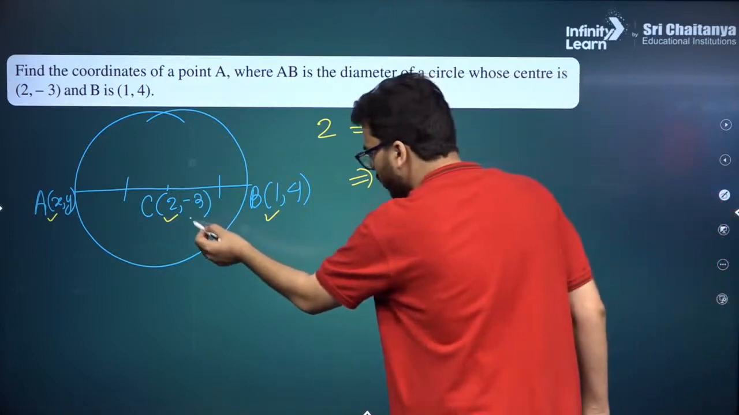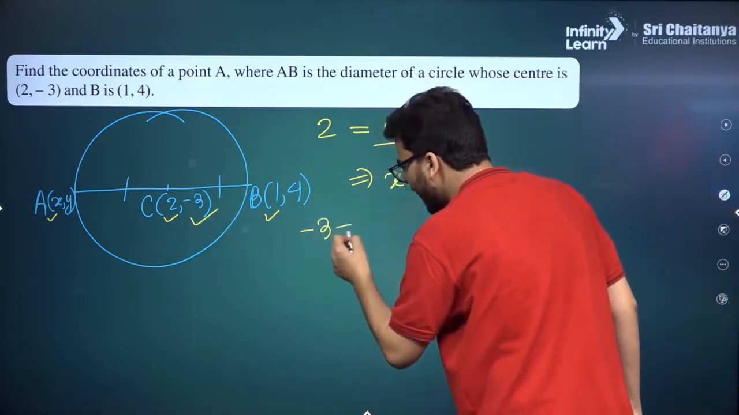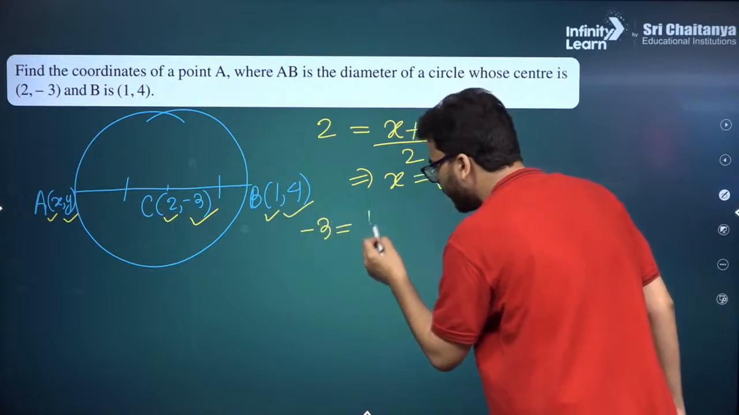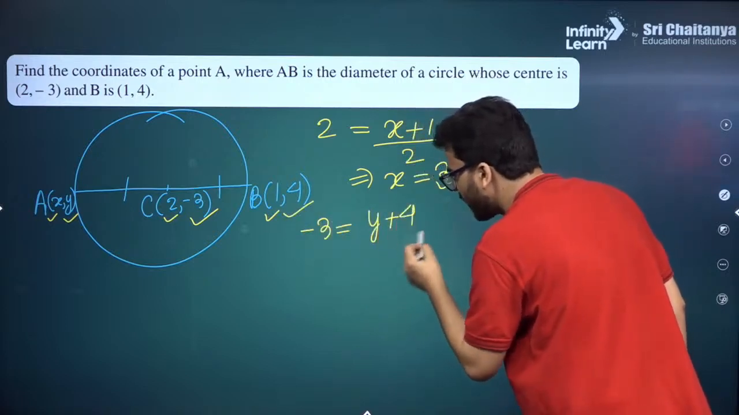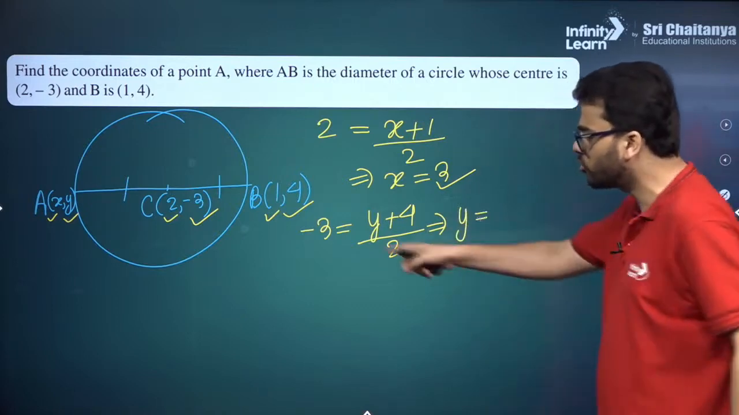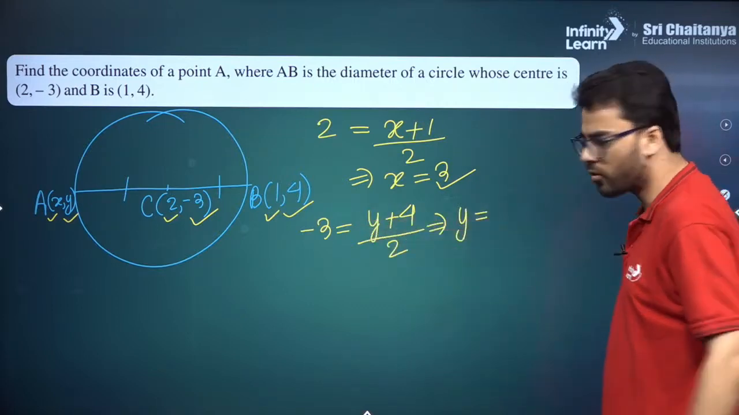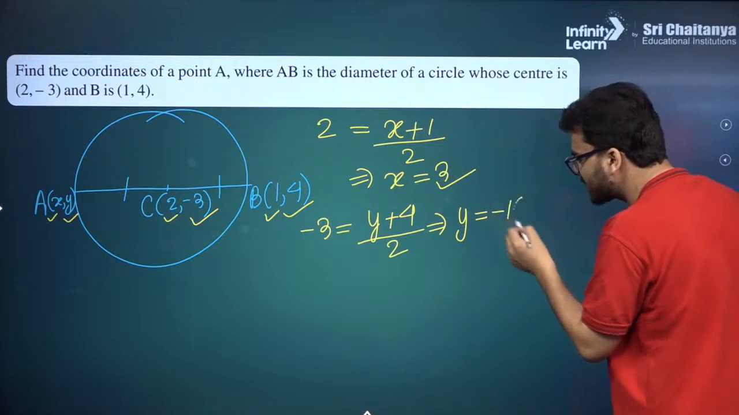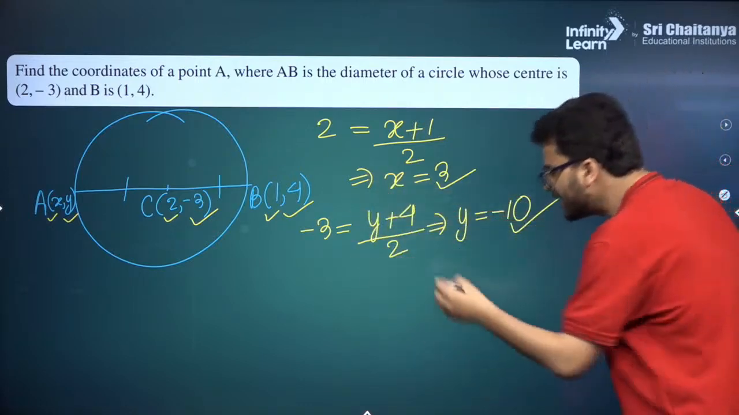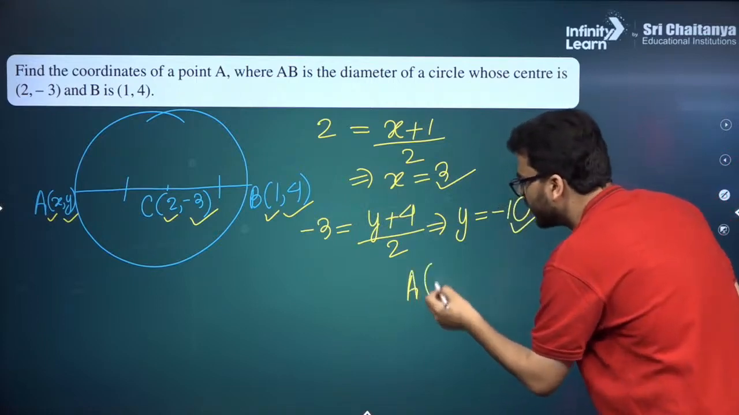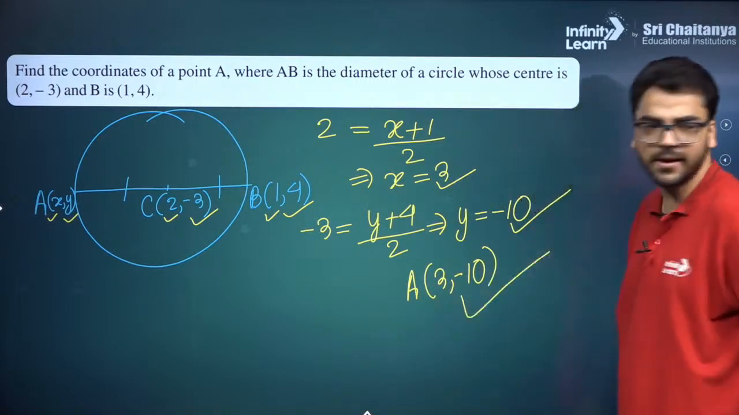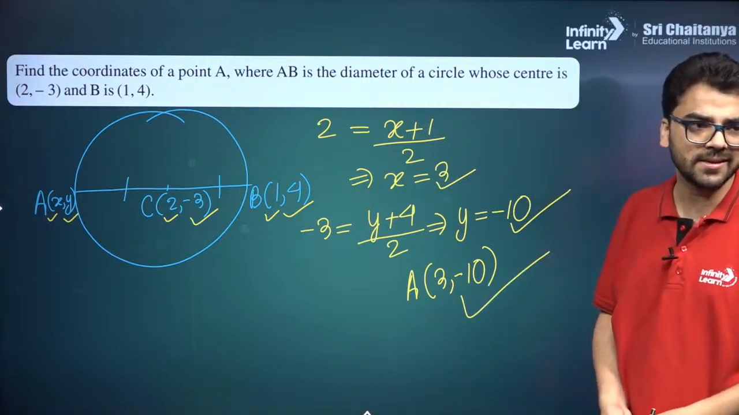In the same manner, what is minus 3, guys? Minus 3 will be equal to, can I say it is y plus 4 by 2 over here? So can I solve the equation? I can say y is equal to minus 6 minus 4. Minus 6 minus 4 will be minus 10. So can I say that the coordinates of point A is equal to 3 comma minus 10. That is the answer over here. Is it clear to every student? 3 comma minus 10 is the answer.